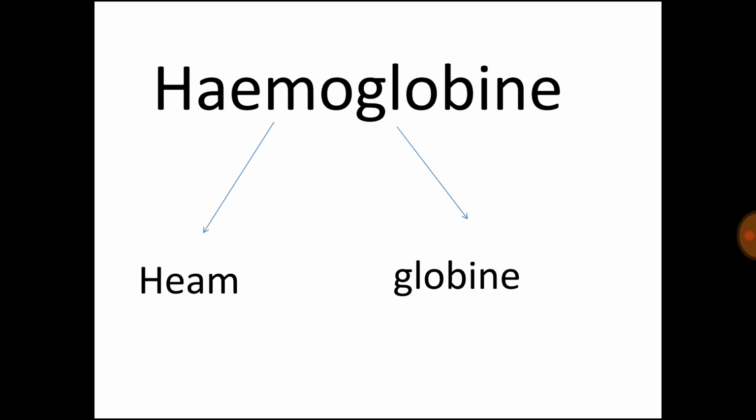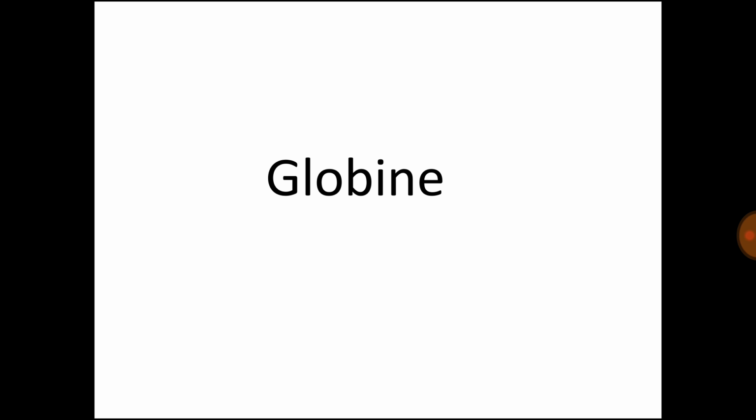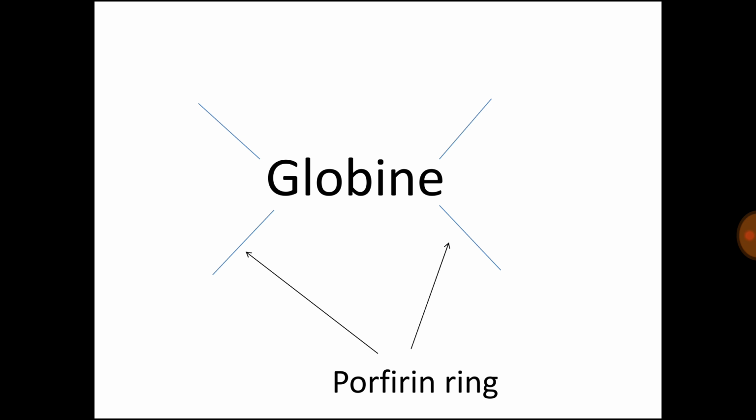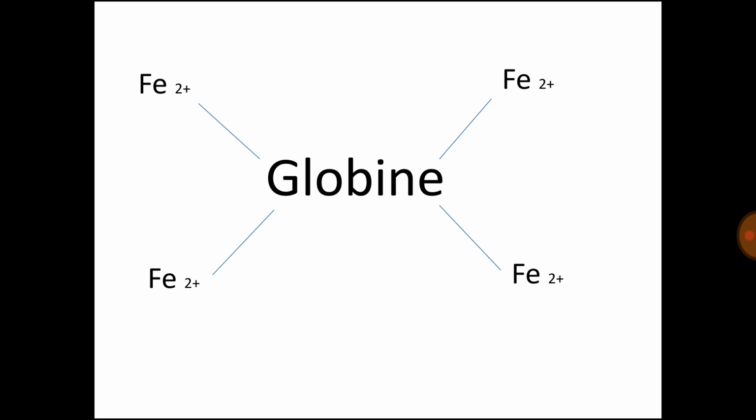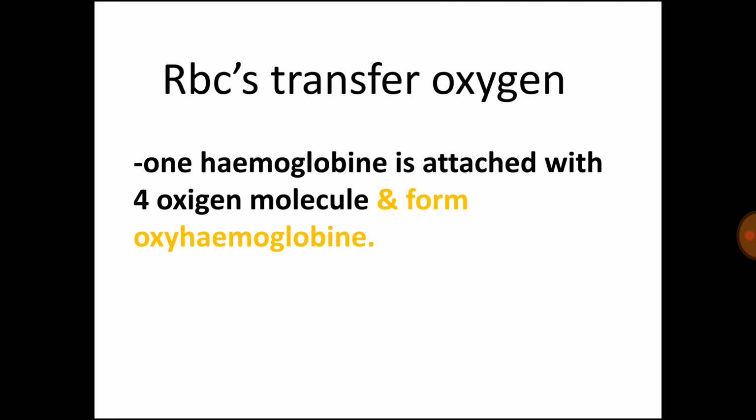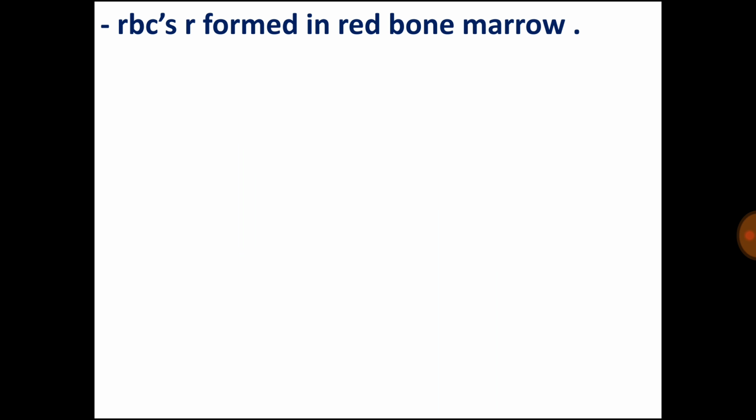Hemoglobin has two parts, heme and globin. Heme is where iron is present in the Fe2 plus state, and the globin is a protein connected with four rings. These four rings are known as porphyrin rings, which are further connected with the Fe2 plus iron, which is further connected with the oxygen molecule. One hemoglobin molecule can connect with four oxygen molecules. So we can say RBCs transfer oxygen. One hemoglobin attached with four oxygen molecules forms oxyhemoglobin.